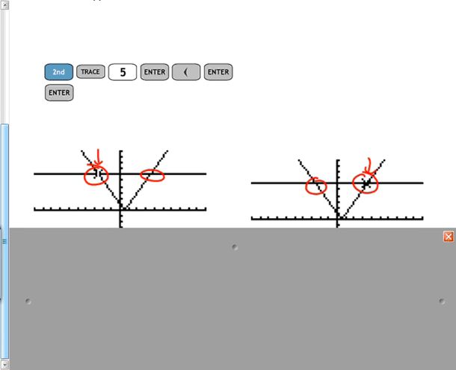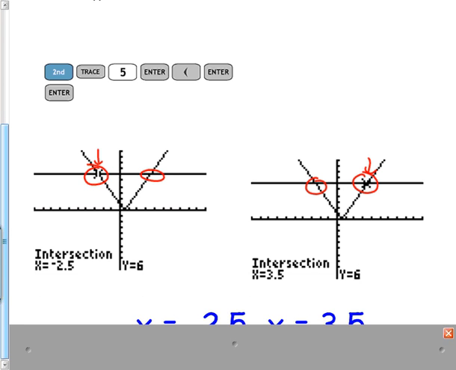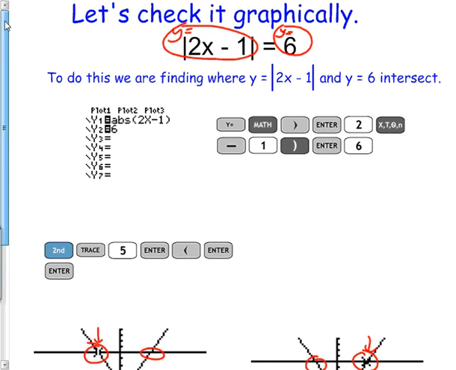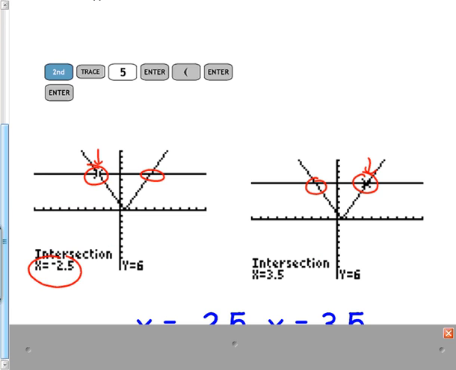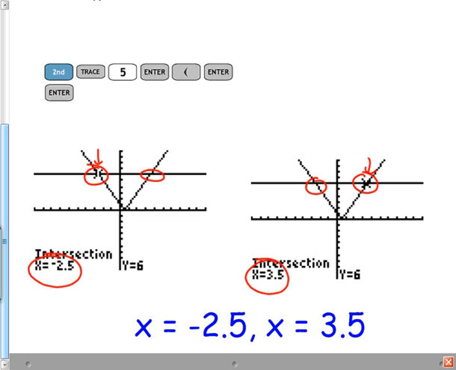And you just use your second calculate menu, and one of the options is intersect. That's where the two lines cross. And it tells you the intersection point. So the intersection is what I wanted in this whole thing, was an x. See, it's an x. So I want the x of it. So there's my answer, and there's my answer. So it goes negative 2.5 and 3.5.